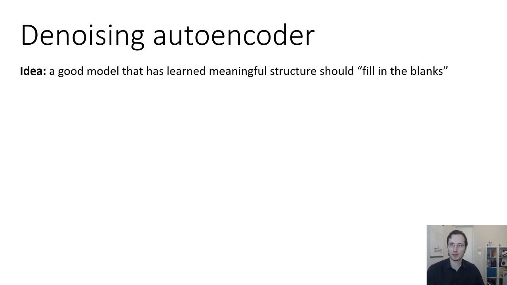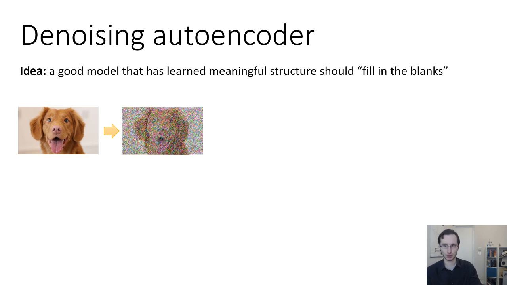All right, the last kind of autoencoder we'll talk about today is a denoising autoencoder. And a denoising autoencoder is actually one of the most classic and widely used types of autoencoders. It's a good model. The idea behind it is that a good model that has learned meaningful structure should be able to fill in the blanks. It's a very similar idea to BERT. In fact, you can think of BERT as a type of denoising autoencoder.